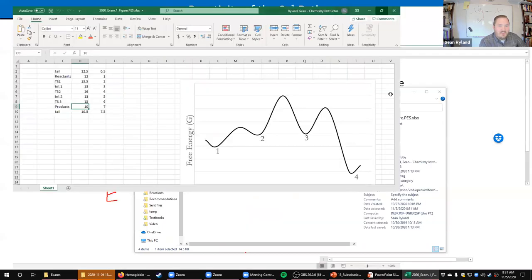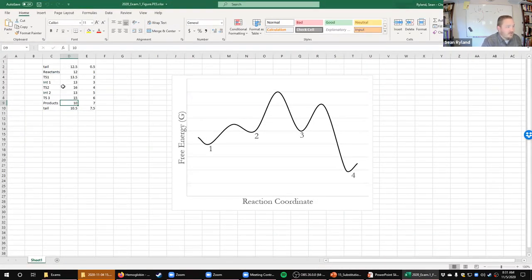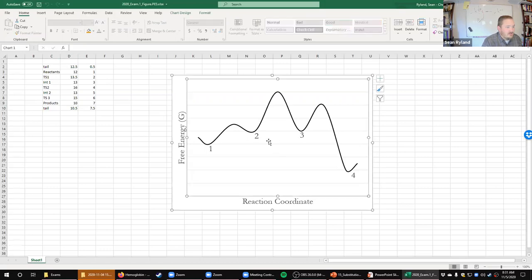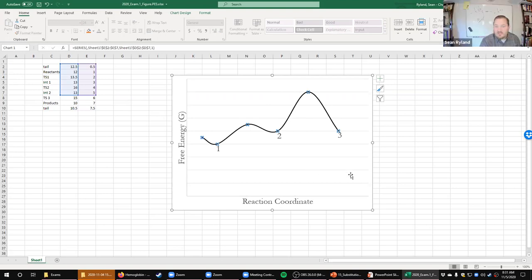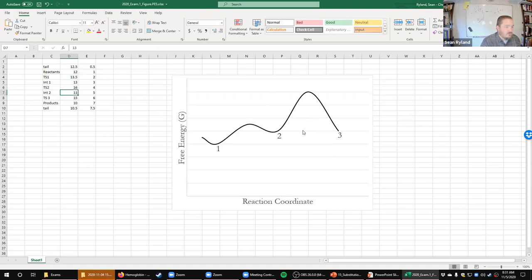I even have an Excel sheet I can use to do this. If it's going to be a two-step reaction, I'm going to make this look simpler. We have a two-step reaction happening. And don't worry so much about the exact shape of this. Which of these two steps is going to be bigger? The first transition state or the second transition state?